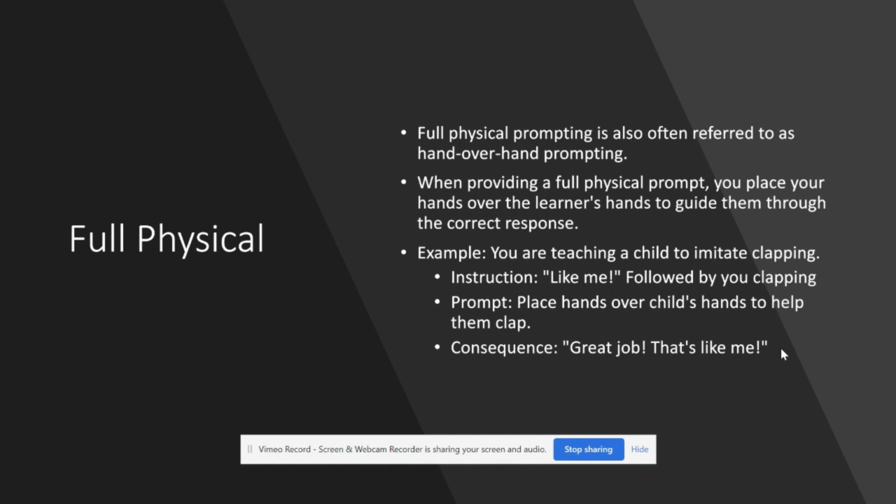When providing a full physical prompt, you place your hands over the learner's hands to guide them through the correct response. For example, you are teaching a child to imitate clapping. So for the instruction, you say, like me, and then you clap. For the prompt, you're going to place your hands over the child's hands and then guide them through that clapping motion. And then they have correctly responded. And then you follow up with the reinforcement. Like, great job! That's like me.